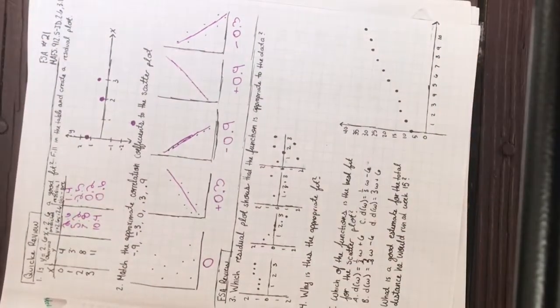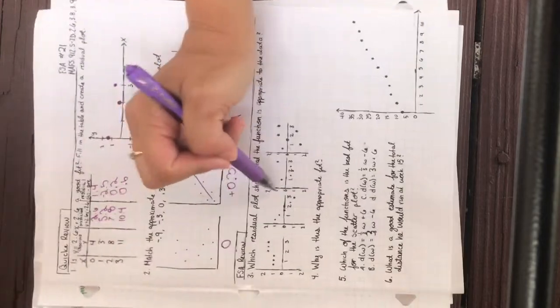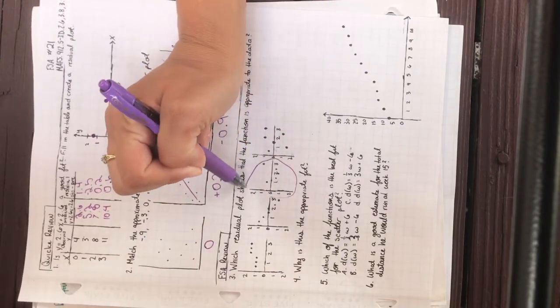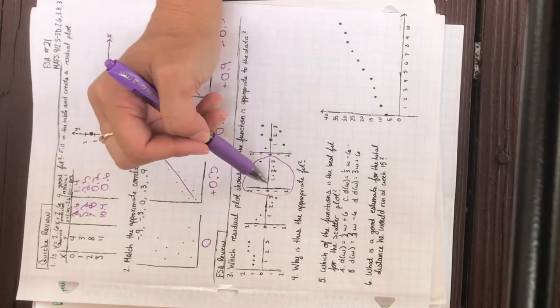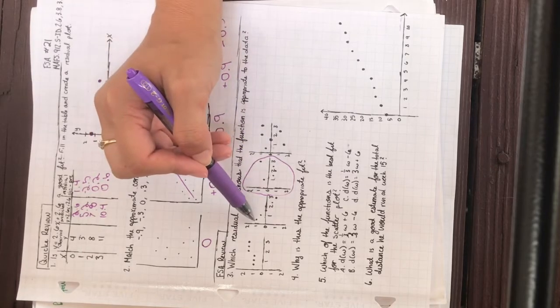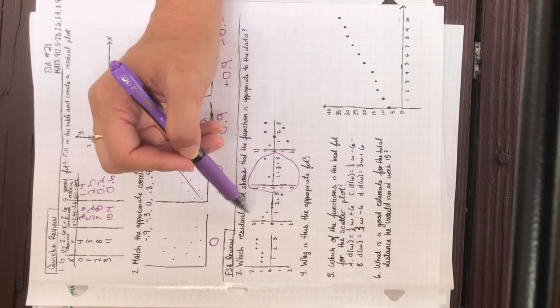Moving on to question 3. Which residual plot shows that the function is appropriate to the data? A residual plot is like what we talked about up here. It is how close these dots are to the line that they said. So what you want with a residual plot is dots that are pretty close to the middle line and evenly spaced around it, which in this case would be this one. Look how close these dots are to the line, and they're pretty evenly spaced. Versus here, you have a kind of a line going through, so you could probably fit a better line of best fit.